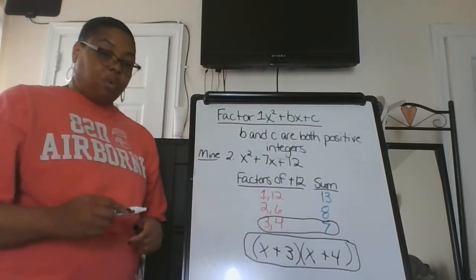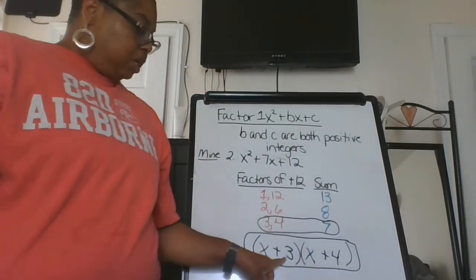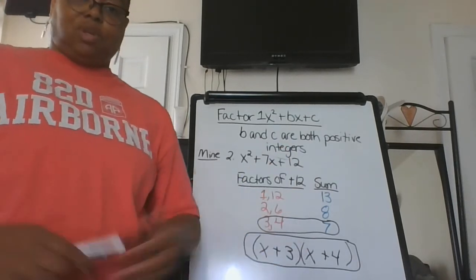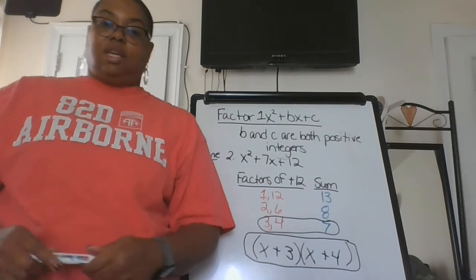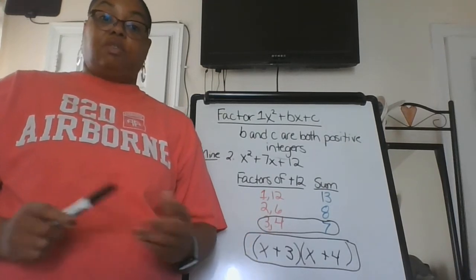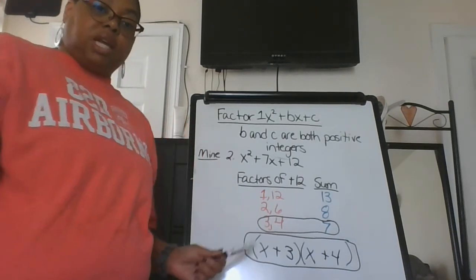You can check it with FOIL or a quick check. 3 times 4 is 12. 3 plus 4 is 7. And there you go. That's the example for example 1. You have 2 to go by. You can write this down in your notes.